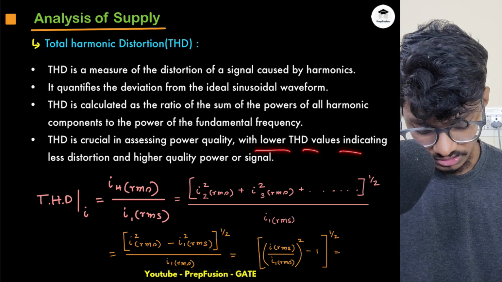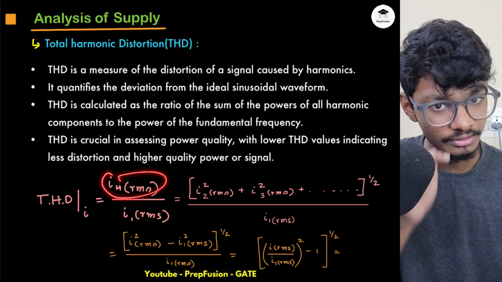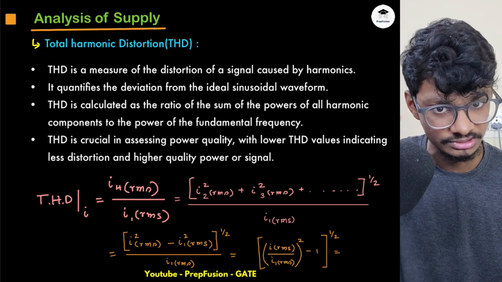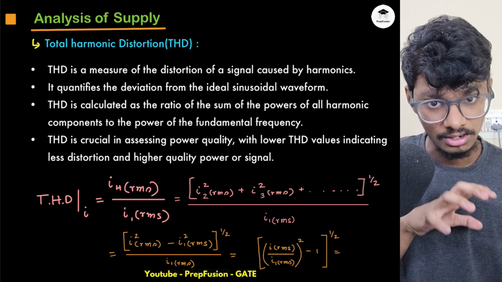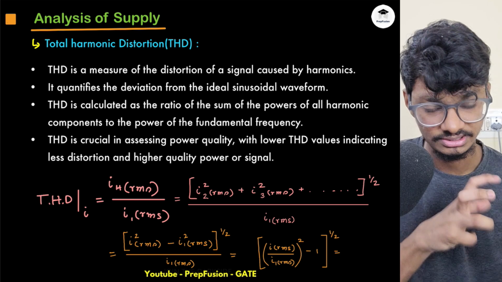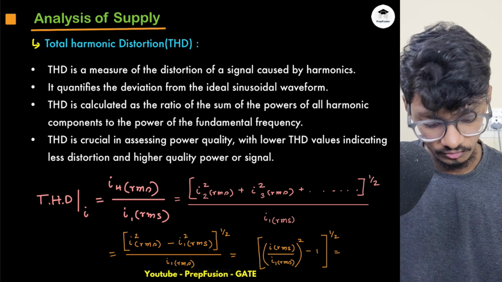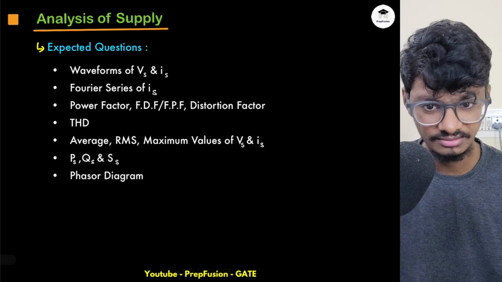With lower THD values indicating less distortion, the amount of THD is lower, that means the harmonic component is lower, the fundamental component is higher, that means the distortion in the waveform is lower. So this is a good factor for assessing the quality of the waveform. Okay, so all these are there. Basically you can see the formula. This is a basic intuitive thing.